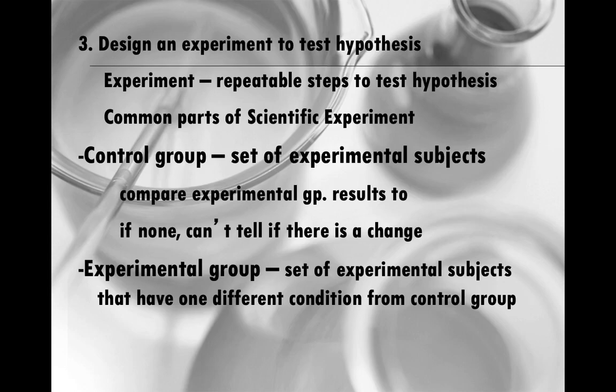So the experimental group and the control group have exactly the same conditions. If we're doing the bean experiment, you would have the same type of beans, the same number of beans, the same amount of sunlight, the same amount of soil, the same amount of watering. It's just that the experimental group would get Miracle-Gro rather than just straight water.